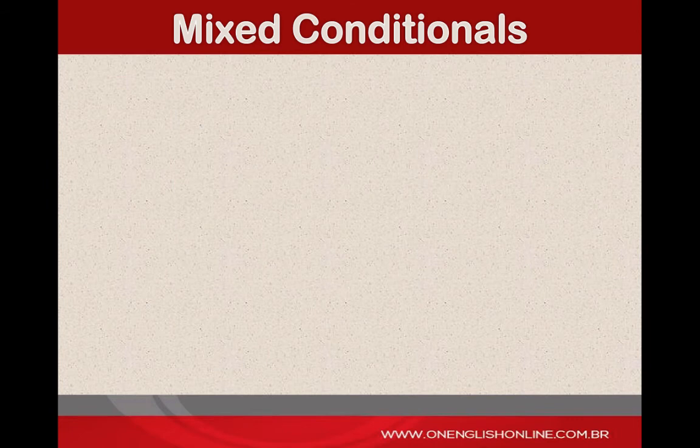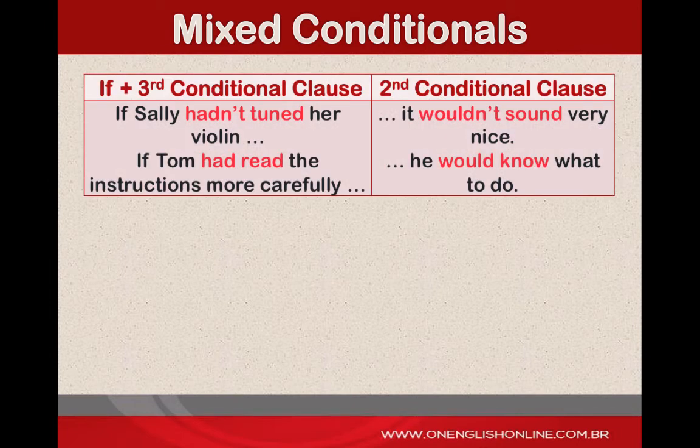It is possible for two parts of a conditional sentence to refer to different times, and the resulting sentence is a mixed conditional sentence. There are two types of mixed conditional sentences. In this case, we combine third and second conditional clauses to express regret or satisfaction in the present for something that happened in the past.